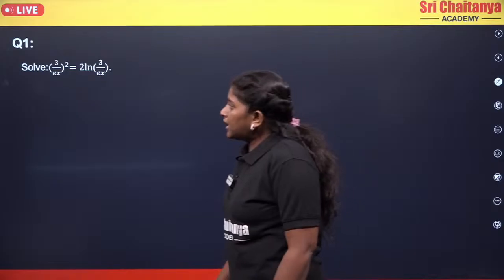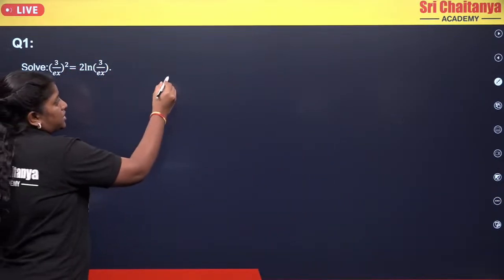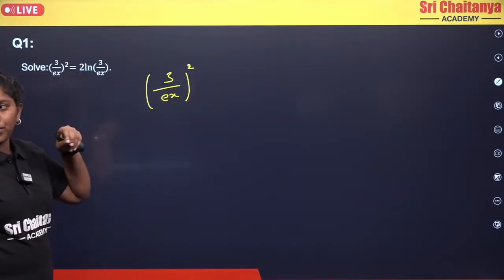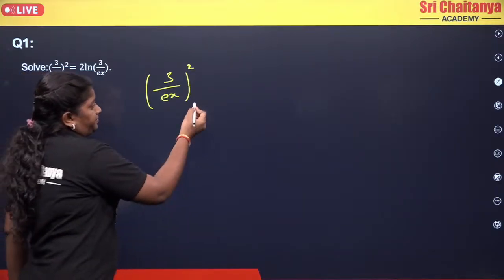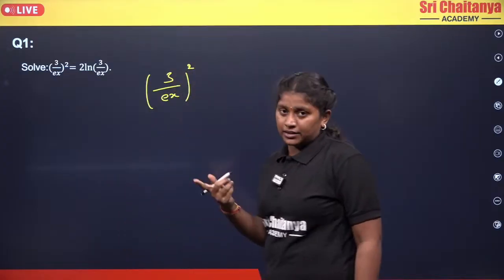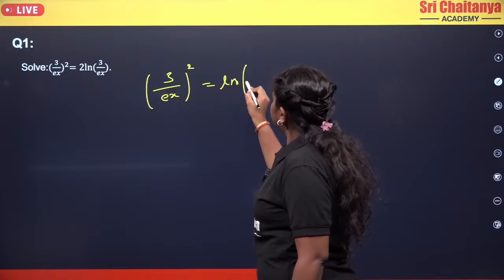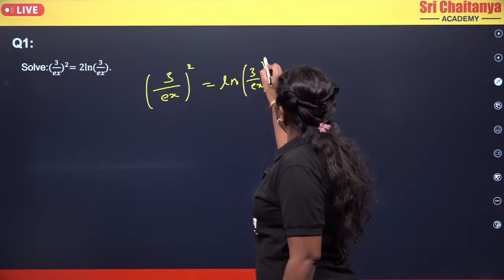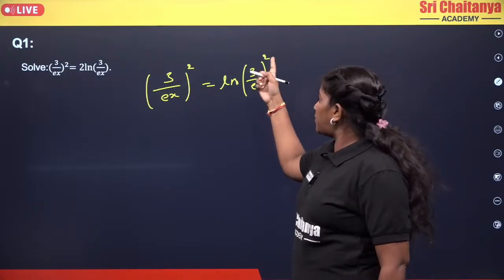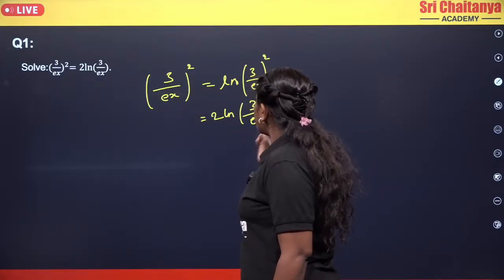Now solve (3 by ex) whole to the power 2. Don't consider your right side. The actual question is (3 by ex) whole to the power 2. So we have to expand it. Here I am having my e, so e means we have to take our ln, which is nothing but the natural log. So taking natural log, ln of (3 by ex) whole to the power 2. Now what is the property we can apply here? We can use the power rule. So here it will become 2 ln of 3 by ex.